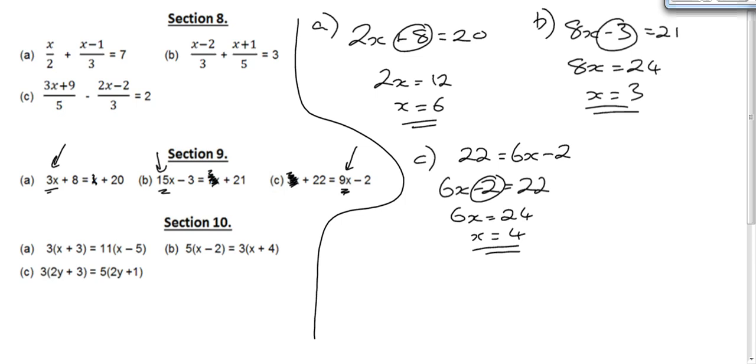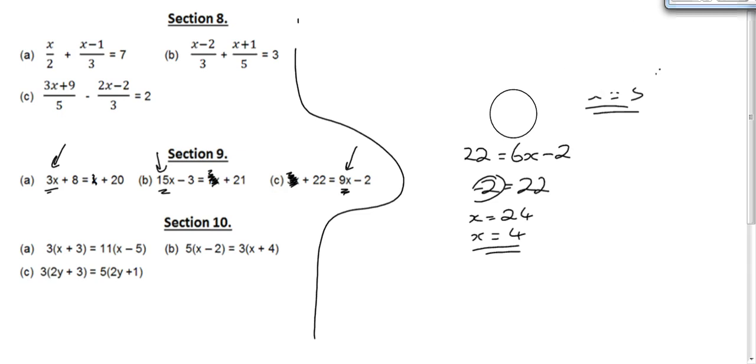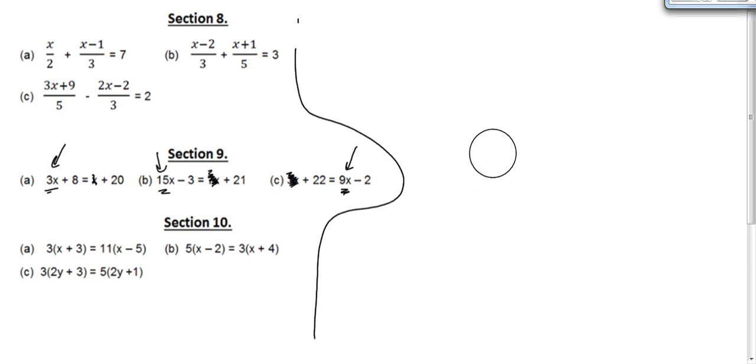So now we're on section 10. And section 10 is pretty much something that we've covered anyway. If we just get rid of this stuff here, and we'll do the final 3 questions. In blue. Okay, so step 1, we're going to multiply the brackets. So 3 lots of x, 3 lots of 3. It's going to be 3x plus 9. And that equals, on the other side, 11 lots of x, 11 lots of minus 5. So that's going to be 11x minus 55.